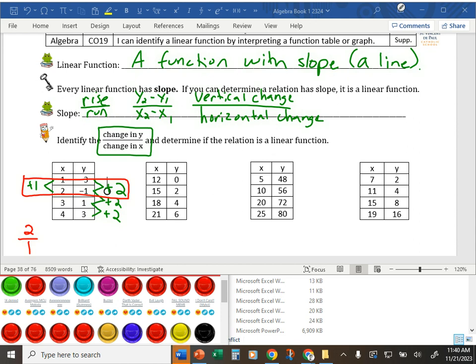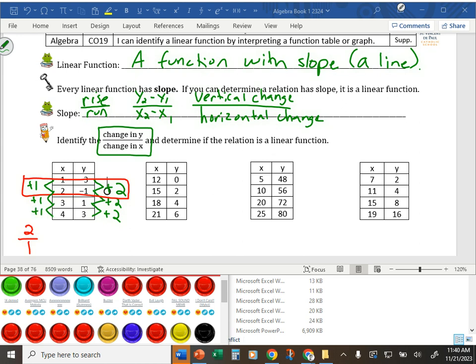So what is the change from +2 to +3? 1. And finally, what is the change from +3 to +4? Scarlett? 1.